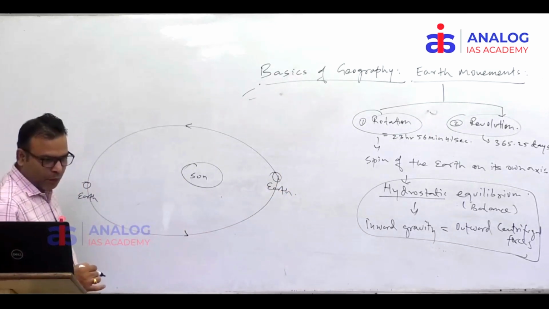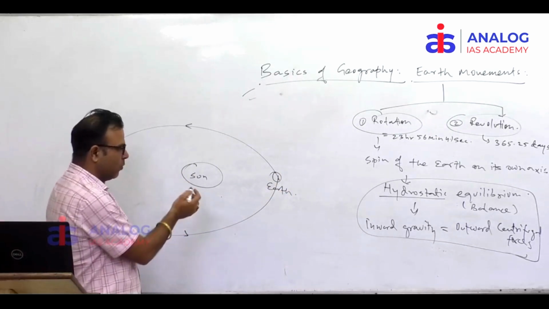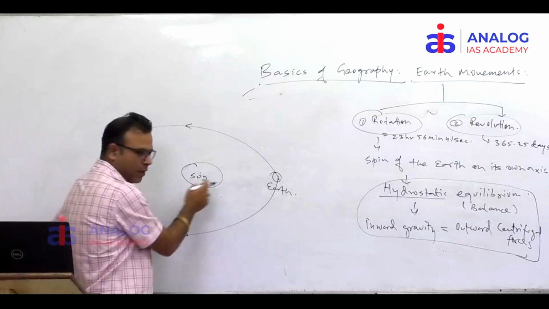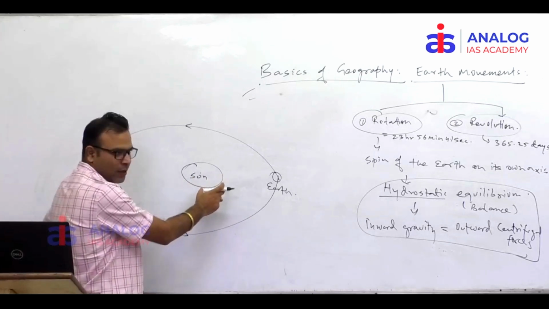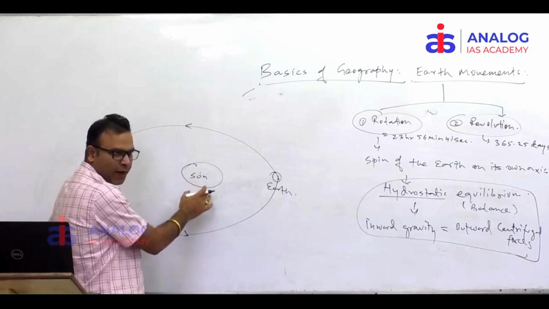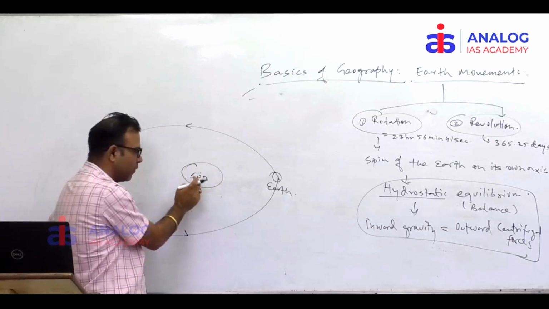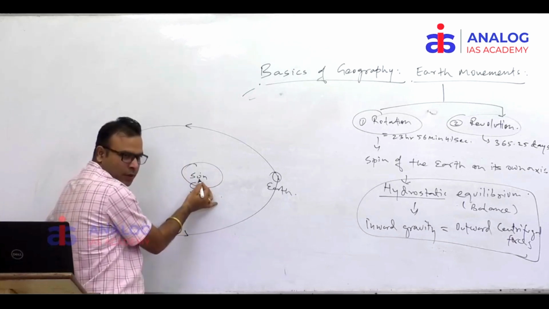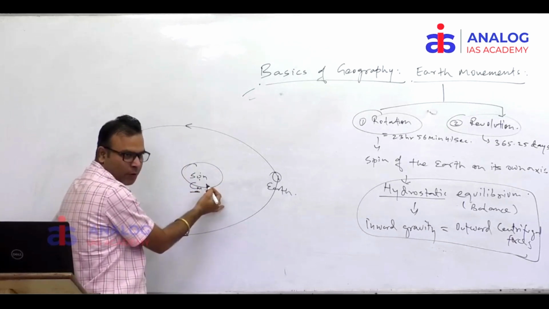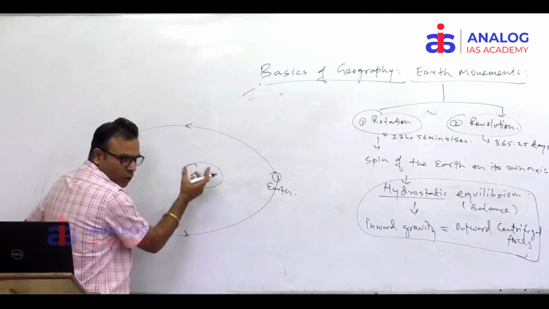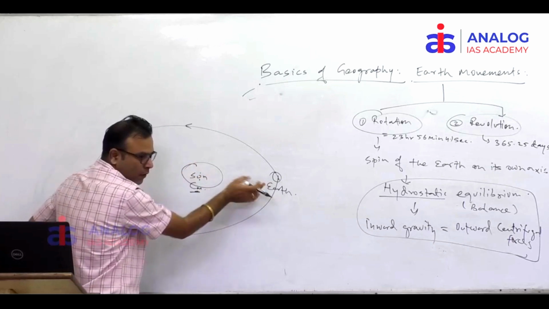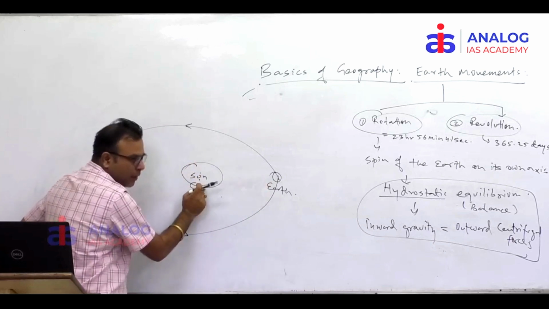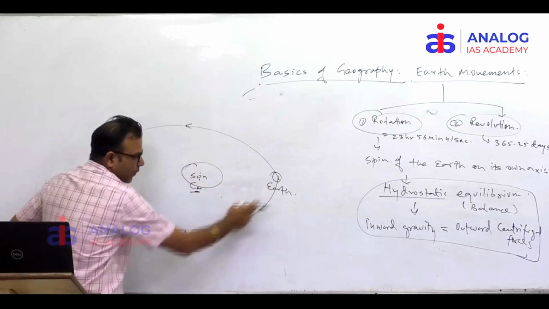Why does the Earth revolve around the Sun? It's a two body system, one is the Earth, another is the Sun. So what is the center of mass? 99.99% of the entire solar system mass is the Sun, so the center of mass will be the Sun. So who will be revolving around whom? The Sun is rotating on its own axis, and the Earth and other planets are revolving around the Sun.